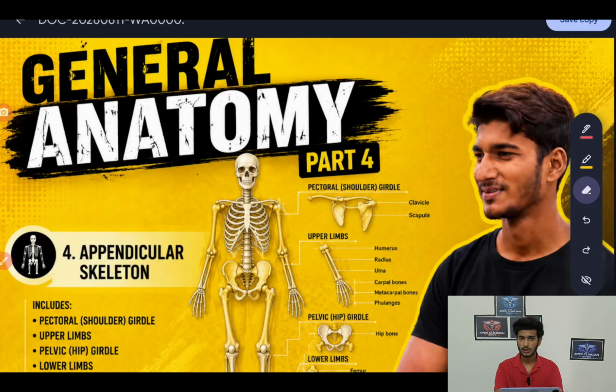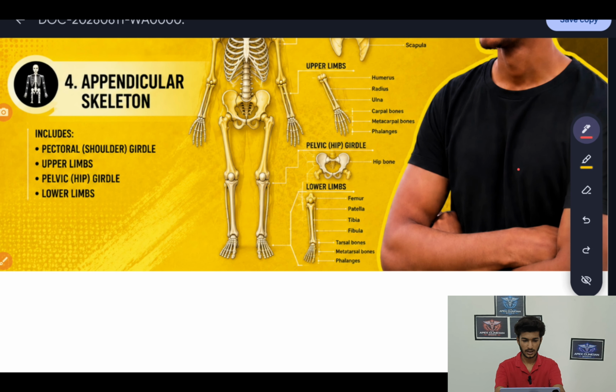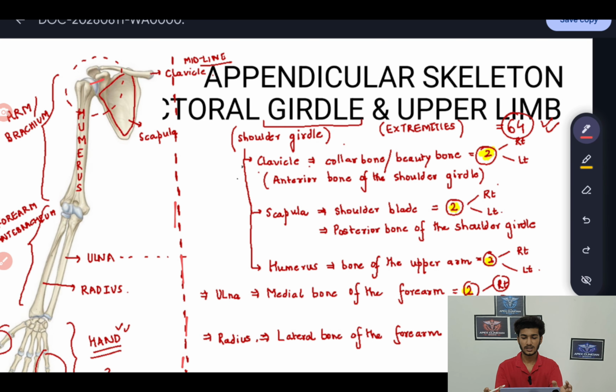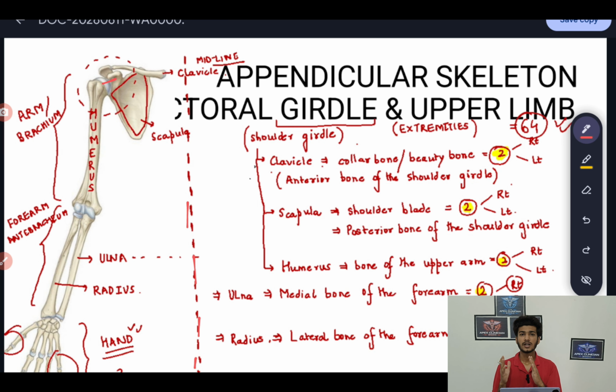So, what is appendicular skeletal? The appendicular skeletal is basically present on the lateral aspect of the body. It is away from the midline. So, let's start this. The appendicular skeletal system consists of two things, that is the girdle and second is the limb part. The girdle which is present on the upper part is called the shoulder girdle. And the arm region is called the extremities or the upper limb. The upper limb basically consists of 64 bones.